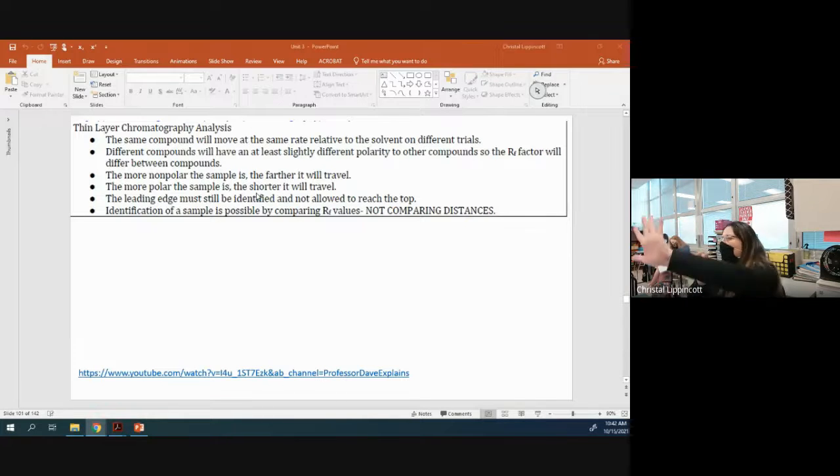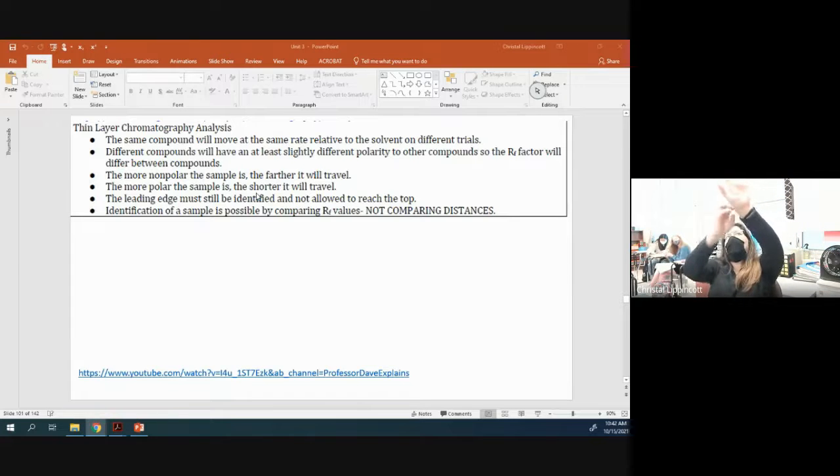So the silica, the paper itself, is going to be more polar than the solvent that it's moving up through. So it'll be more attracted to the layers, the material, the medium, than it will be to the solvent. So the more polar it is, the more it's going to stay down towards the bottom.